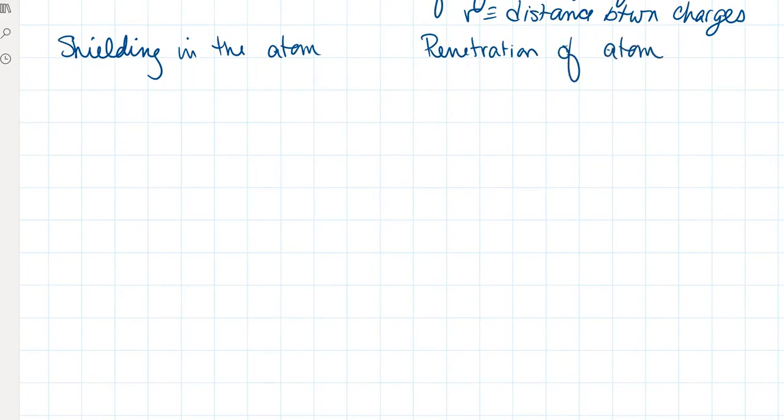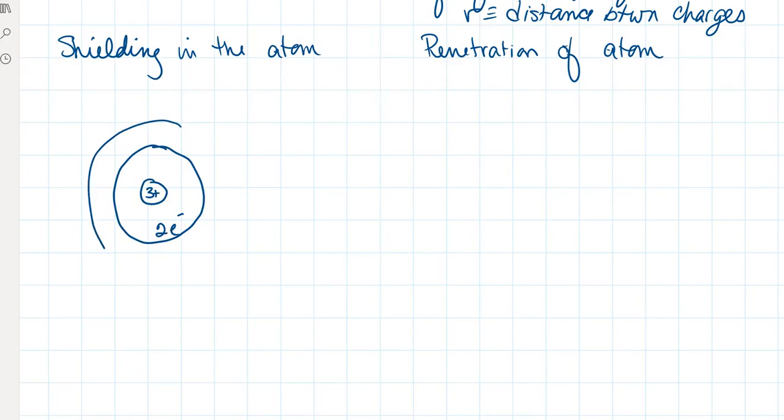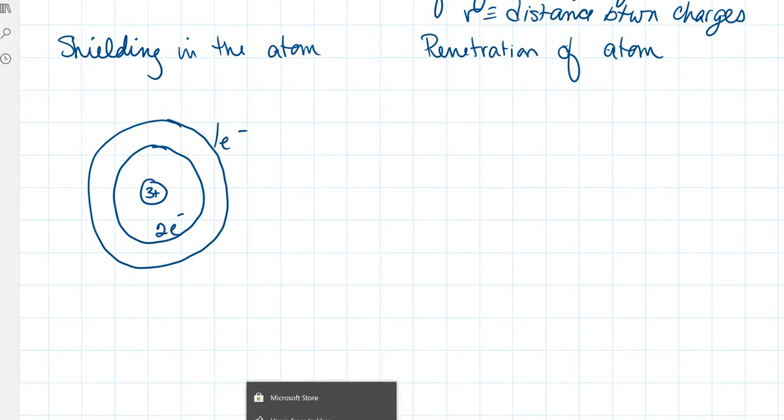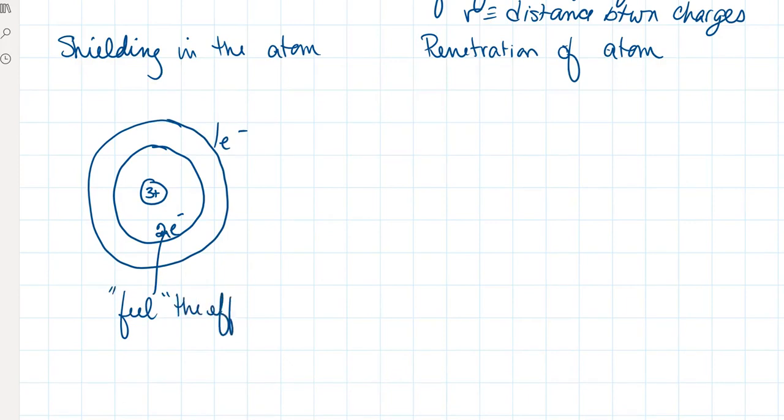In this case, we're going to take a look at two examples. If I take a look at the shielding, we're going to take a look at a lithium atom, for example. The lithium atom has 3 protons, and I know in the first energy level it's got 2 electrons and an electron on the outside in the second energy level. When we take a look at the pull that is experienced here, these two electrons feel the effect of a +3 charge.